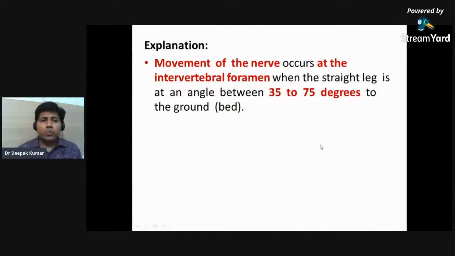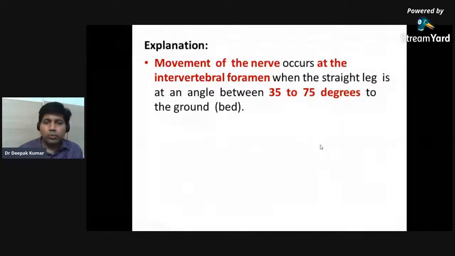Now we need an explanation. Why is this happening, right? Why that angle? Why is there pain? Why is there reproducibility of pain? Well, the explanation is here. See, the movement of the nerve roots, the spinal nerves that you are engaging, stretches and irritates the nerves so that they produce pain.